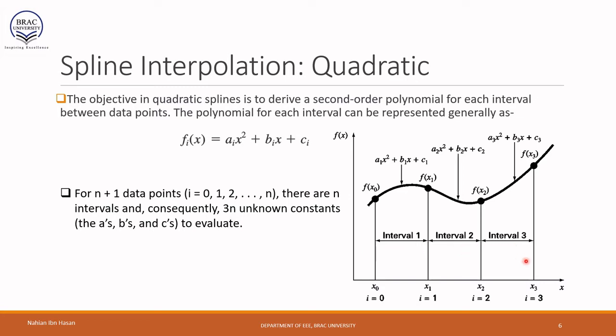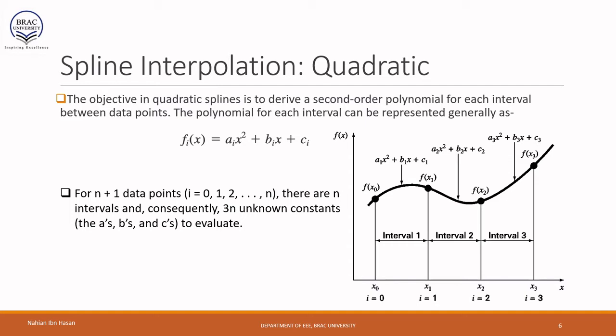For example, if I have three intervals, I would have to determine 9 unknown constants. If I have 4 intervals, I would have to determine 12 unknown constants. These constants are actually the a, b and c constants, so we need to determine those constants. I want to show you how we can determine these 3n constants.